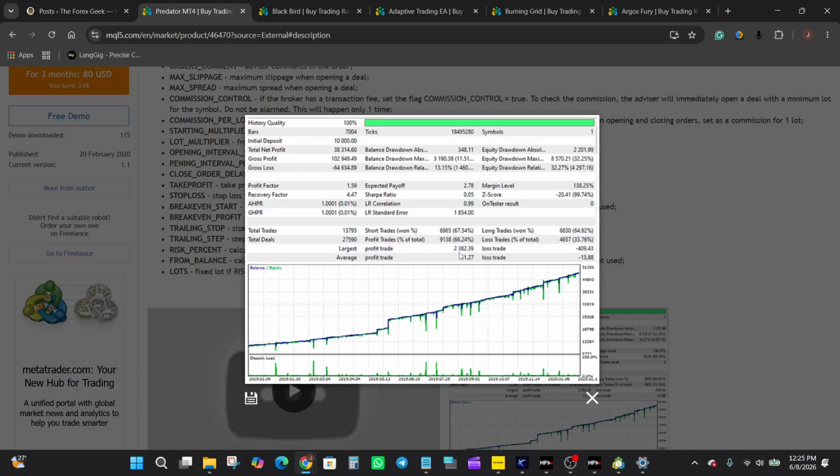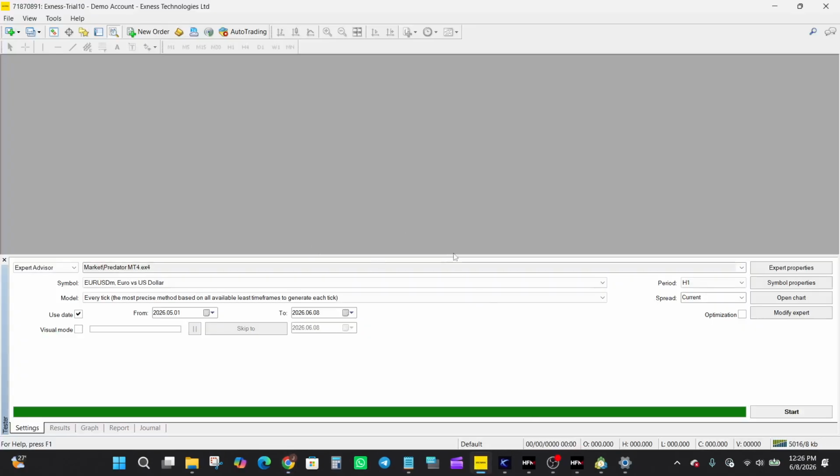The largest profit was 2,382.39. Largest loss was 409.43. The average profit was 11.27 and average loss was 13.88. So this shows that judging from the average profit and loss, the risk to reward is quite bad. Not extremely bad, but it's quite bad. The win rate is okay as well. And since the test was run over about a year or so, the win rate would have contributed to the significant net profit that we saw here. But let's just head over to our strategy tester and see how the EA behaved within recent market data.